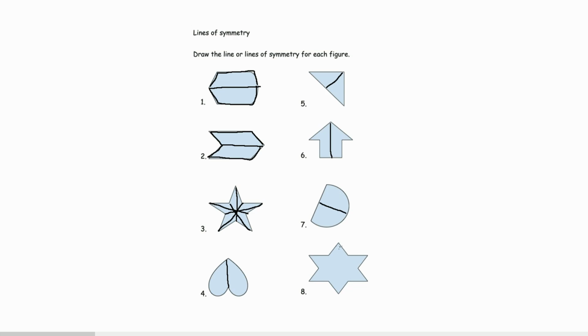Number eight, we could take it like that, and the left side and the right side would be the same. But what we can also do is take it like that, and the upper side and the lower side would be the same.